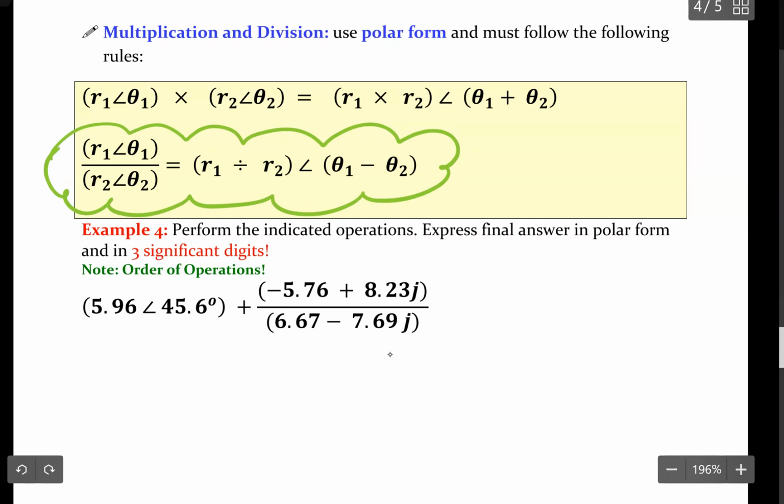Before I do that, I would like to ask everyone to pause a minute and analyze the question they asked us to do. You have this complex number. Follow my cursor here. This complex number is in polar form. Then you have to add that with this expression right here.